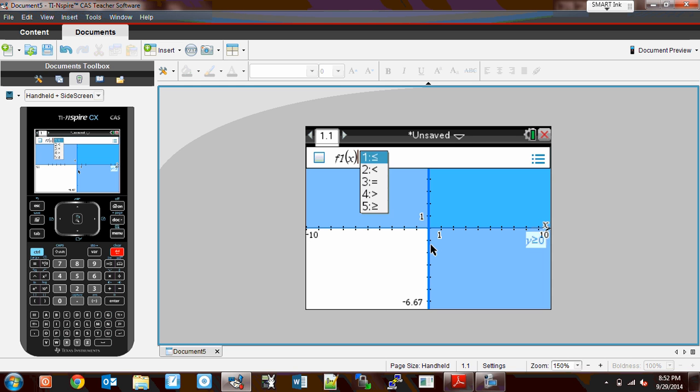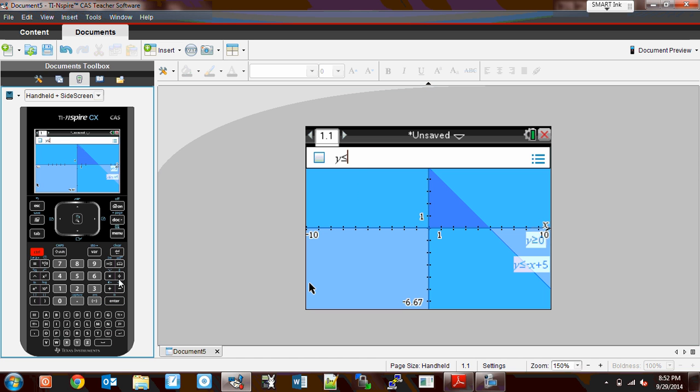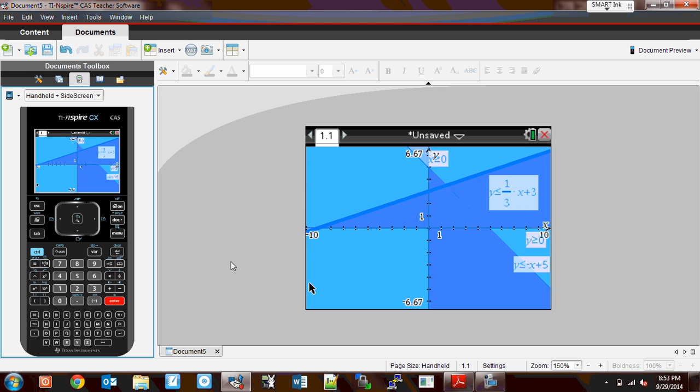Y is less than or equal to negative x plus 5. And control G for our last one. Y is less than or equal to control divided by 1/3 x plus 3. Enter. So here we go again. Here is our feasible region. We need to find out all of the intersection points.